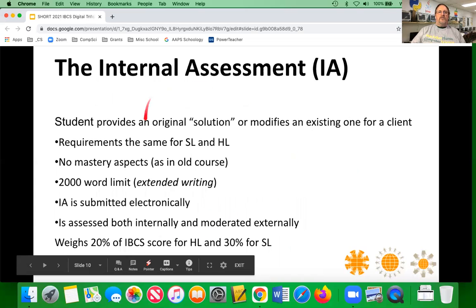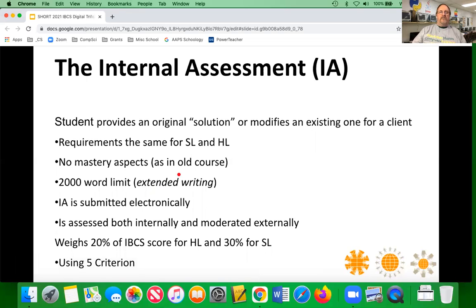The internal assessment is where we really differentiate between AP and DP computer science. This is the content-based solution that a student has to come up with to solve a problem that is posed by a client. They develop a client-contractor relationship, and they enter the feedback loop to build a successful solution to a project.